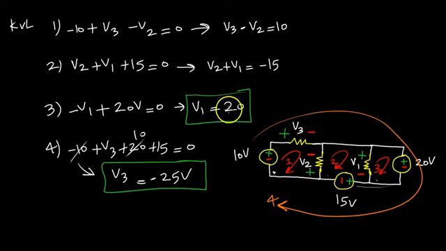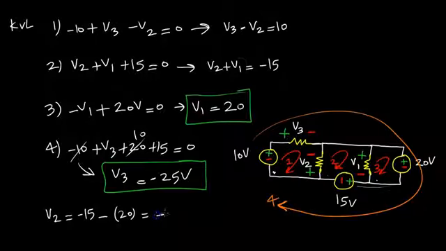we have V1, and we could find what V2 is using this equation. V2 is going to be minus 15 minus V1, which is 20 volts. So V2 is going to be negative 35. So V2 is negative 35 volts.